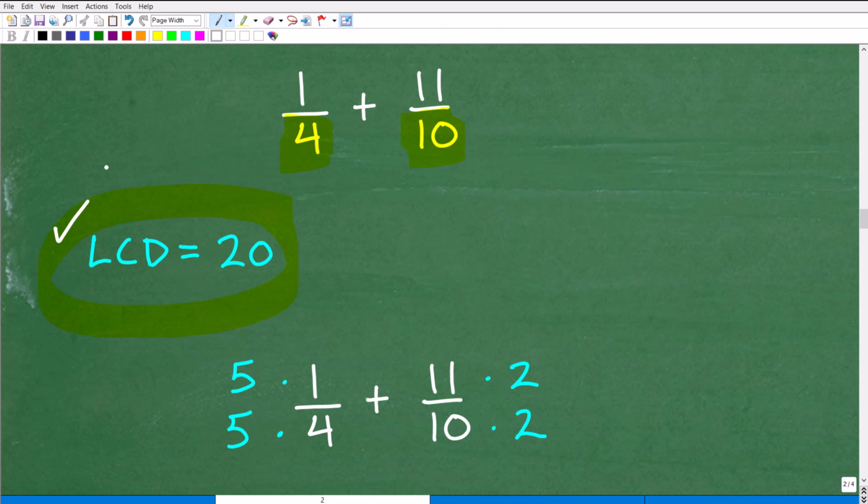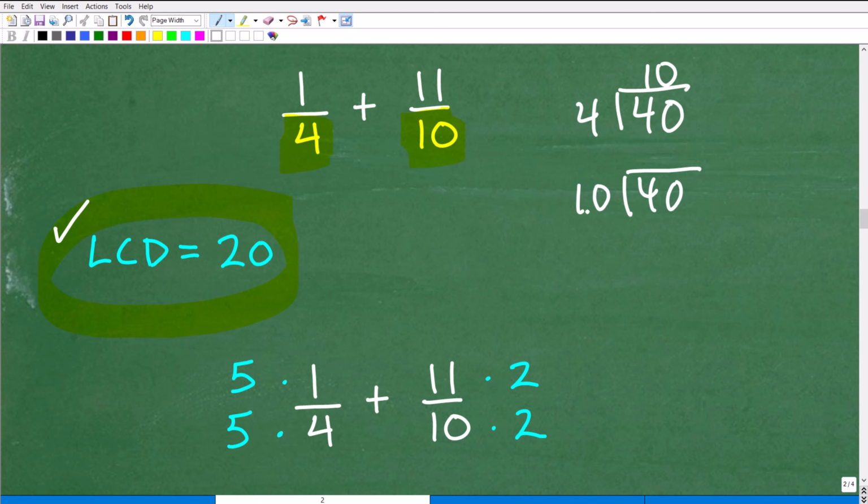The LCD is the lowest number that both of these numbers divide into without a remainder. Do both 10 and 4 divide into 40 evenly? Of course they do, right? 40 divided by 4 and 10 gives nice answers without a remainder, so that would be perfect, not a problem, right?